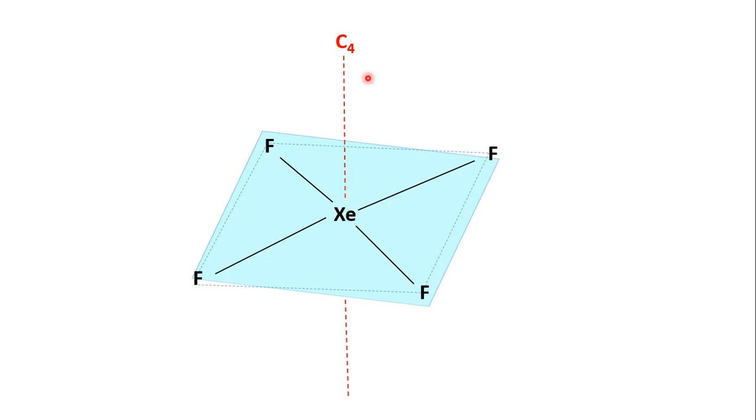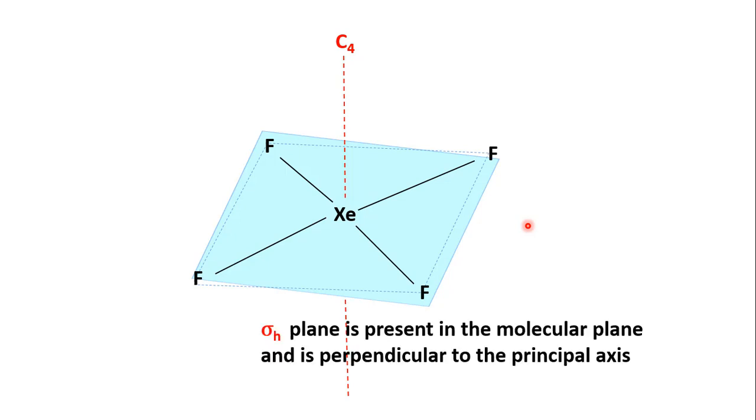Look at this plane, look at the principal axis, and look at the alignment. The principal axis is perpendicular to this plane, the plane is perpendicular to the principal axis, and so this is sigma h, the horizontal plane of symmetry.